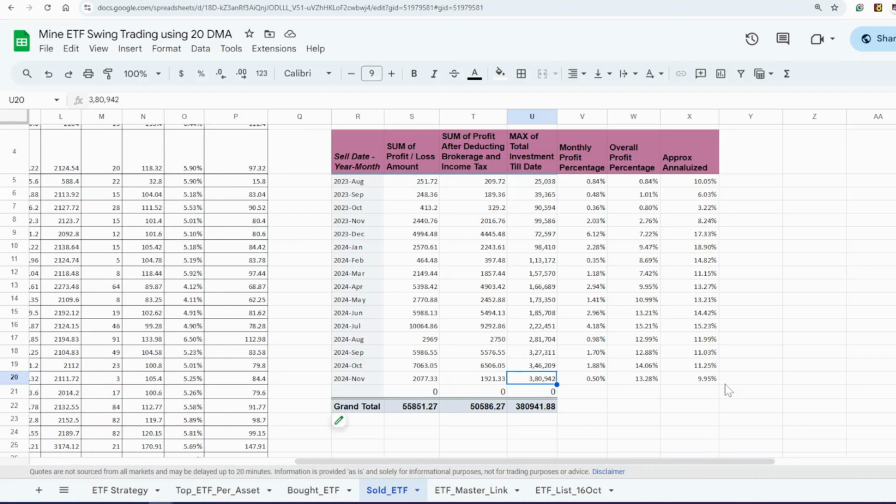So regular profit booking is very necessary, and this ETF swing trading, or ETF shop, or ETF Ki Dukan, whatever you call it, is giving us an opportunity to book the profit every month or every day. So that's why I like this strategy very much, because it is giving me something back for my investment.